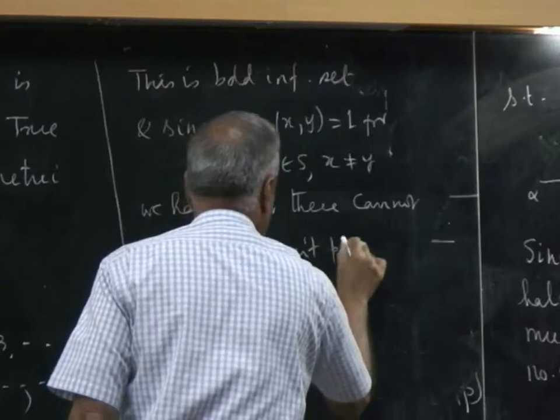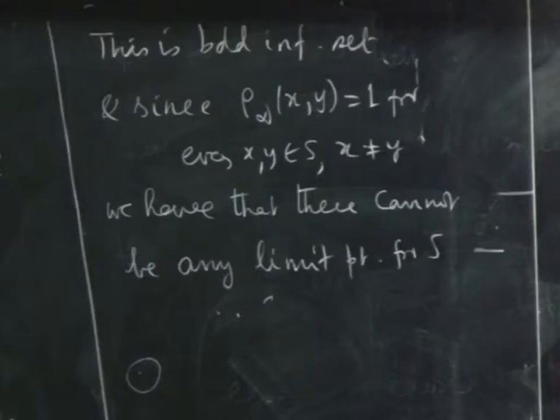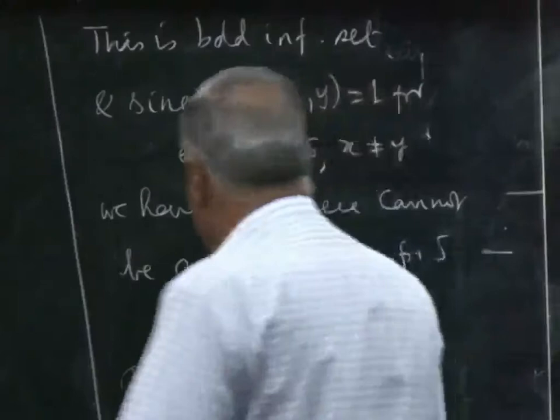Because if there was a limit point, then you can draw a 1/3 radius disk around it. At most one of the fellows can go and sit there. An infinite number of fellows cannot sit there at all. So at most one fellow can sit there, and therefore it cannot be a limit point. So no point can be a limit point.